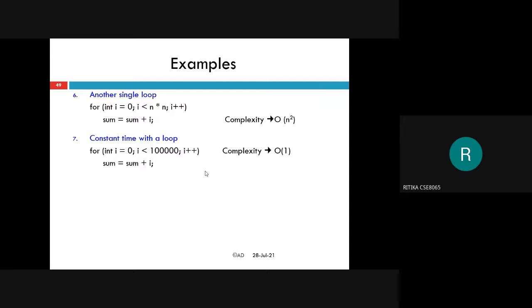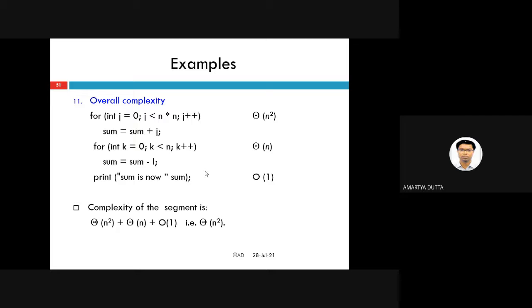Because the upper limit of the loop is n square, so it runs n square times. Now consider a loop that is a for loop, but the complexity is order of 1. Why? Because at constant time, i will go up to a constant, n to the power 5. Yes, this is constant time.